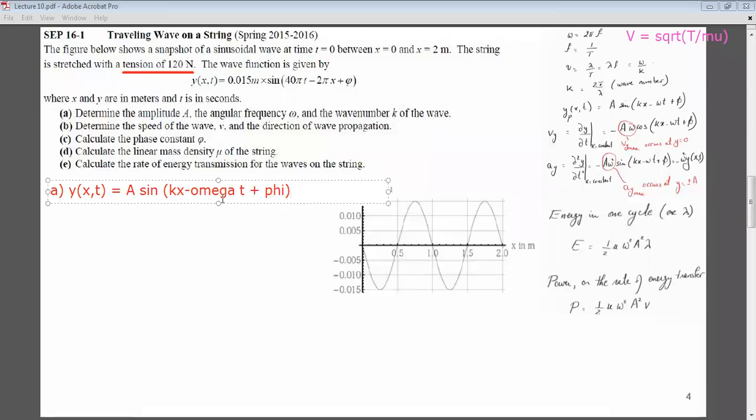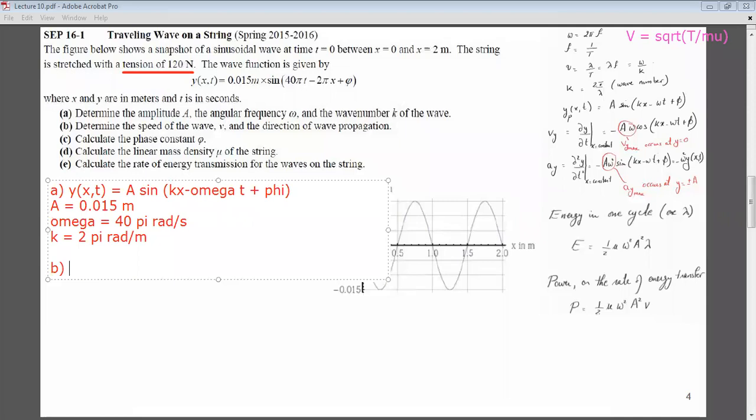Now, if I compare this equation to this equation, I find that A is equal to 0.015 meter. Omega is whatever is next to t, so this is 45 radian per second. K is whatever is next to the x, so this is 2 pi radian per meter. So this is part A.